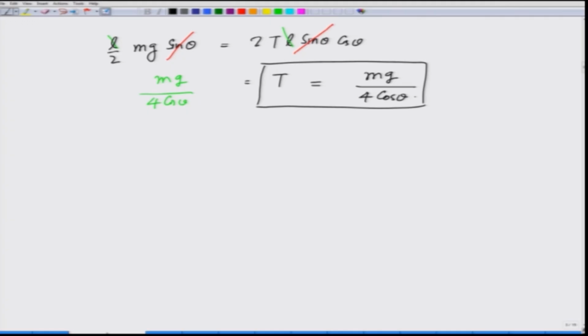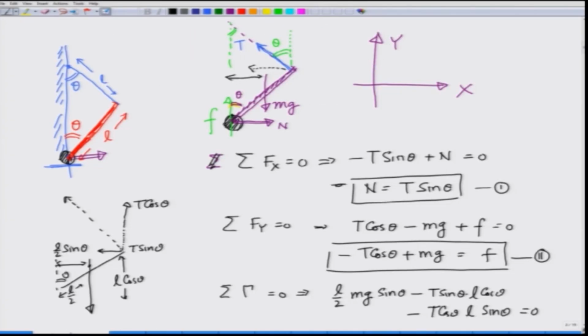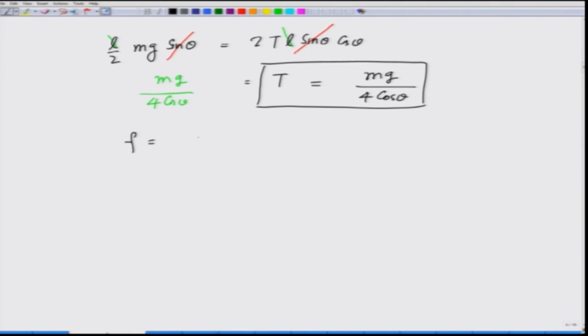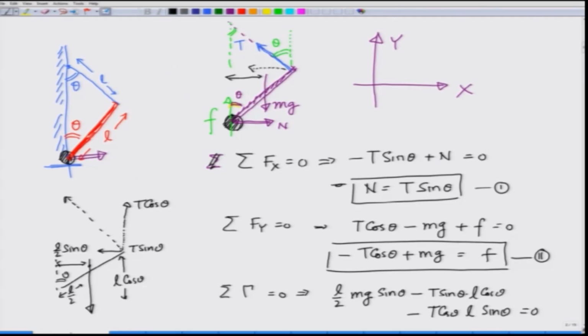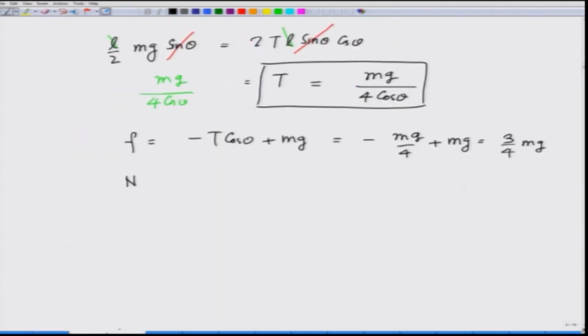What we are more interested in is the frictional force, and let me look at the equation. The force was F equals minus T cos theta plus mg, and we have F equals minus T cosine of theta plus mg, which is equal to minus mg by 4 plus mg, which is 3/4 mg, and n, which from the first equation here is T sine theta, is going to be mg over 4 tangent of theta. So, we found the frictional force and the normal reaction.